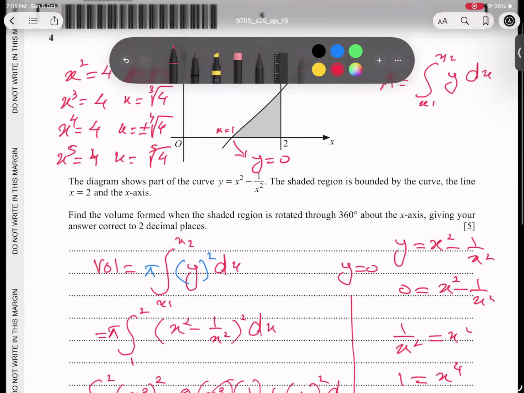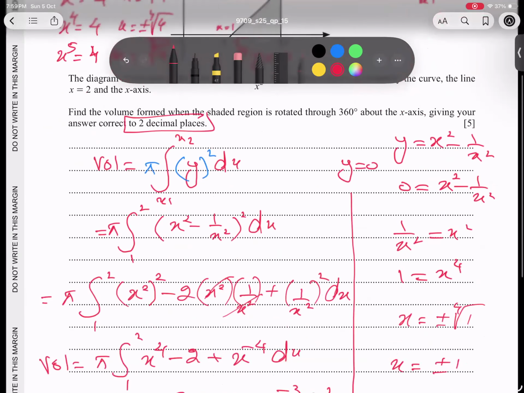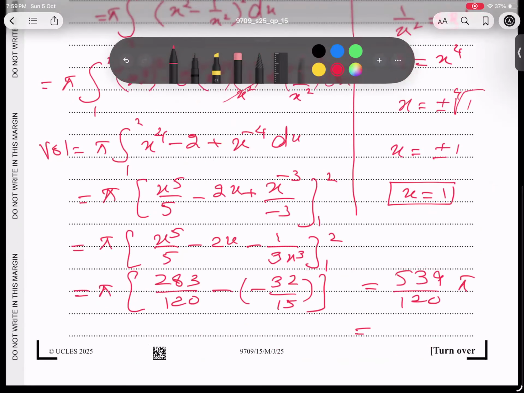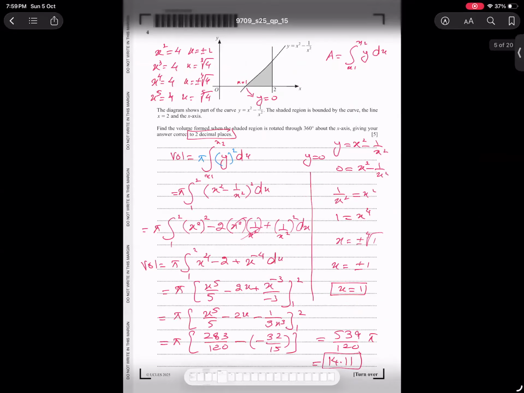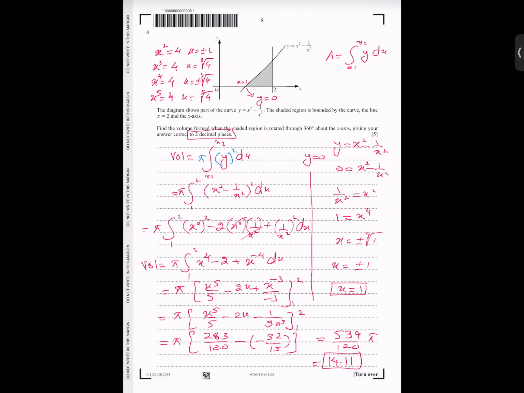But he said give me 2 decimal places. So if the exact answer, this is the exact answer. So what I will do, I will type in 2 decimal places, 14.1109. But he said 2 dp, so I can say here 14.11. And this is my final answer. And I hope the concept is completely clear.